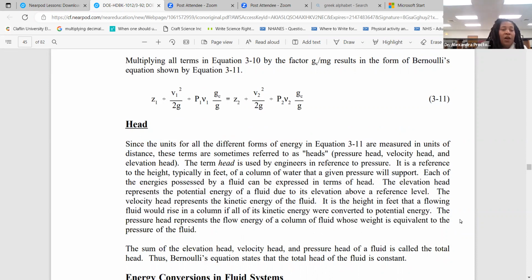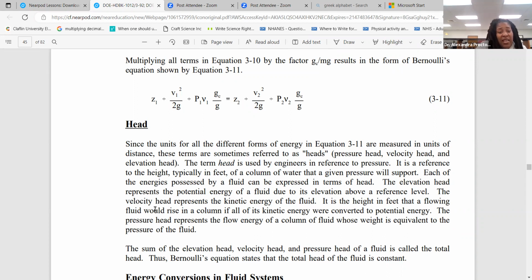So since the units for all the different forms of energy in equation 3.11 are measured in units of distance, these terms are sometimes referred to as heads, like the pressure head, the velocity head, and the elevation head. And the term head is used by engineers in reference to pressure. It is a reference to the height, typically in feet, of a column of water that a given pressure will support. And each of the energies possessed by a fluid can be expressed in terms of head.